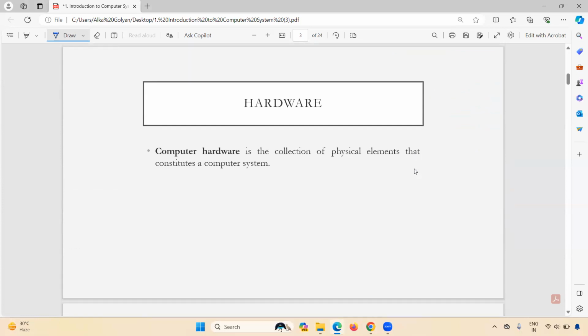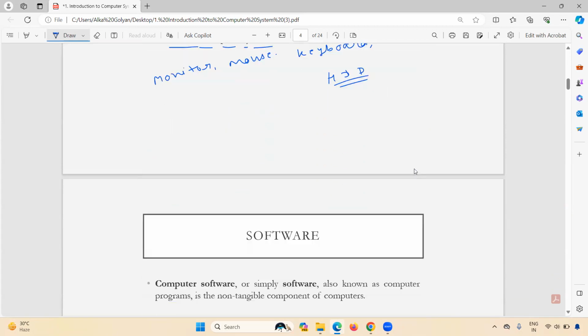So first we'll discuss the hardware. Computer hardware is a collection of physical elements. Everything in a system that you can physically touch comes under computer hardware. For example, the monitor, mouse, keyboard, hard disk drive, graphics cards, sound cards, everything like that. All these come under hardware.